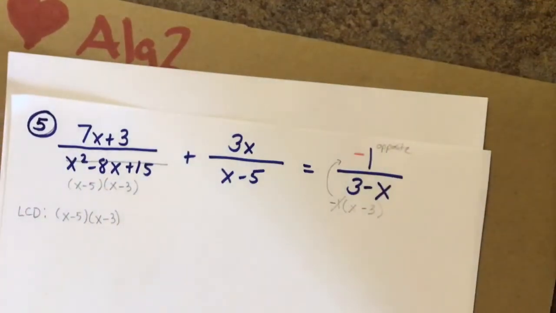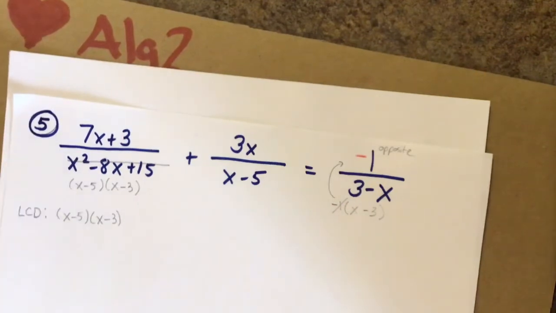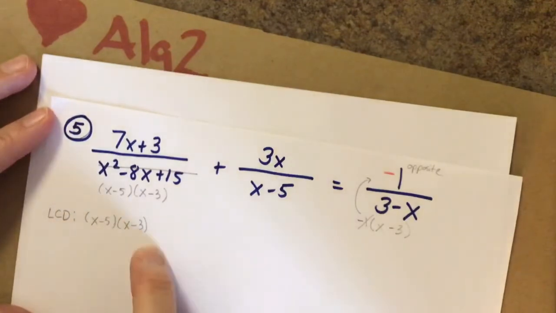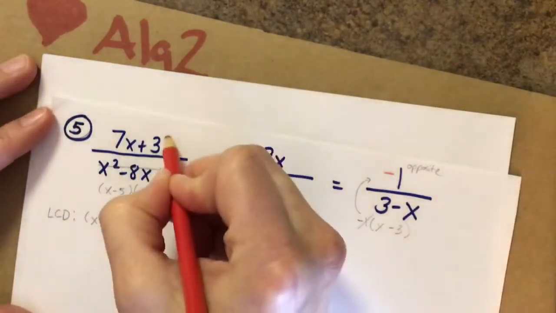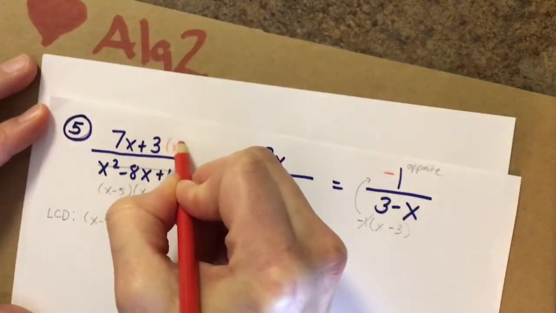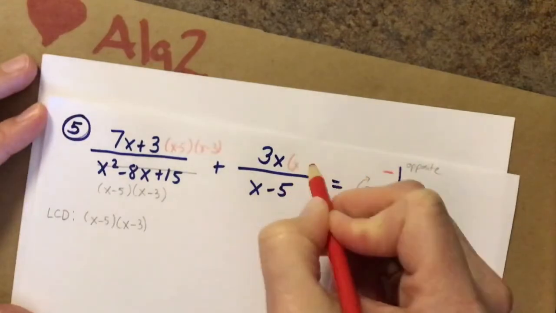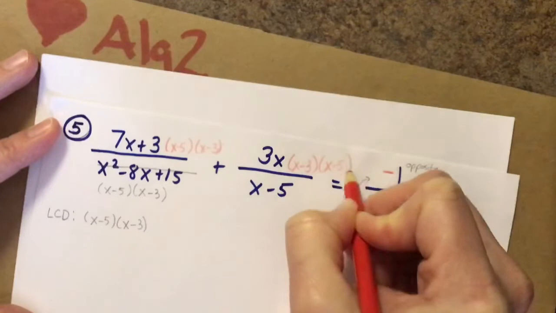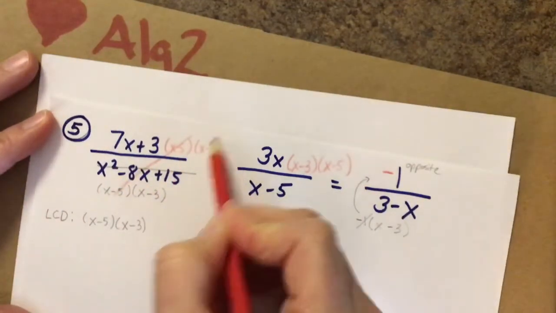Right. And now I have an LCD, x minus 5, x minus 3. Okay. And we're going to distribute the entire LCD to all 1, 2, 3 fractions. So I'm going to write x minus 5, x minus 3. And then I write x minus 5 and x minus 3. Now watch the order I'm writing this in though. Okay, here it doesn't matter, they both cancel.